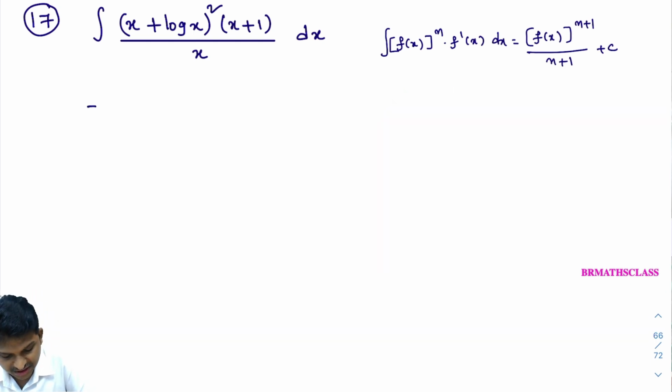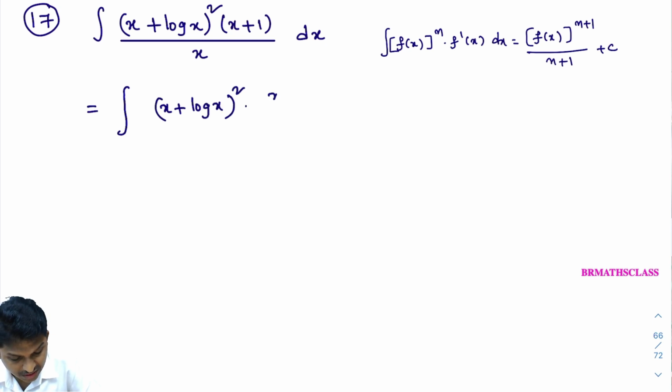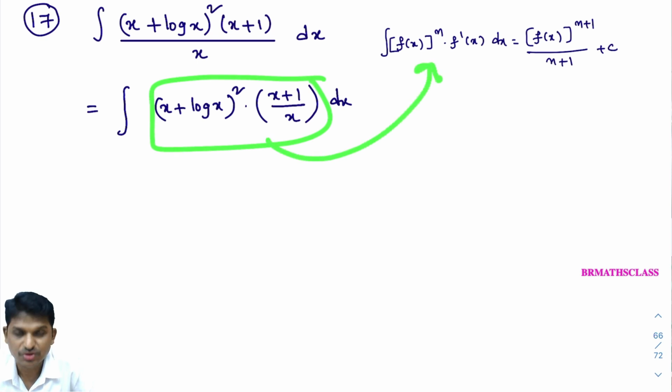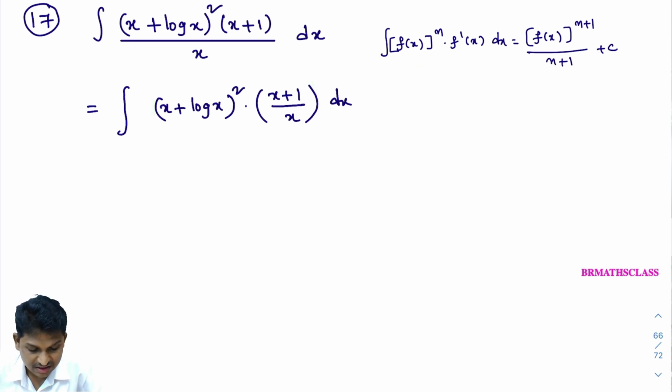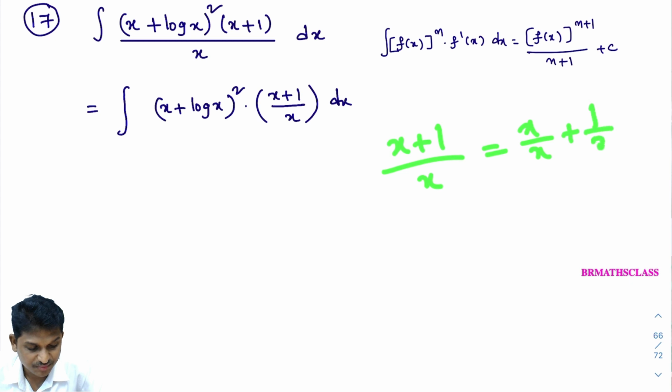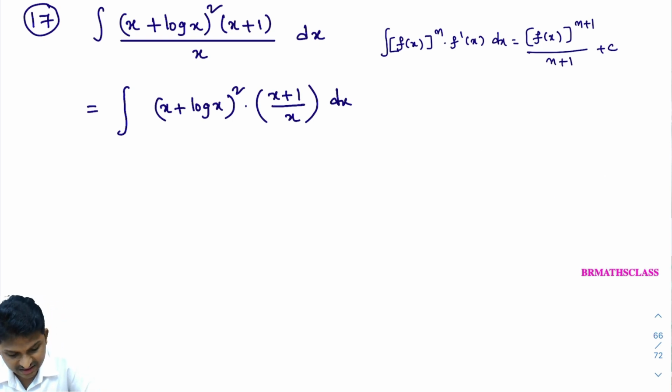I am going to do the same thing here. What I will do, integral of (x plus log x) whole square into (x plus 1) divided by x. I wrote like this just to get into this form. Now look here, this x plus 1 divided by x is there. This can be written as x by x plus 1 by x. Right? x by x is 1, plus 1 by x. So x plus 1 divided by x is 1 plus 1 by x. I will write that in the next step.